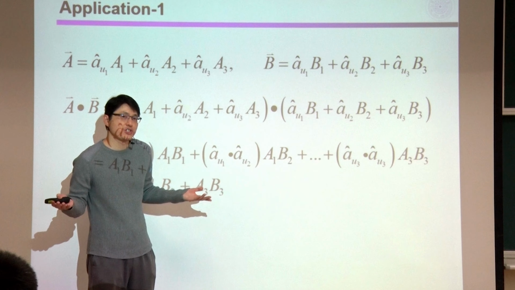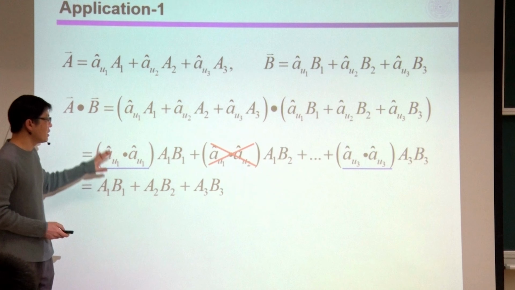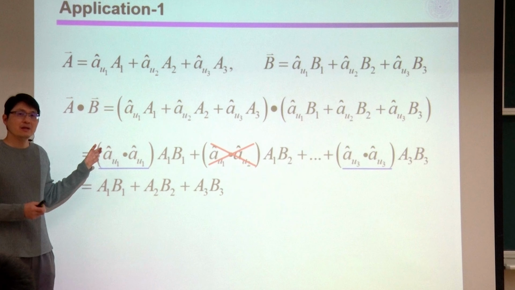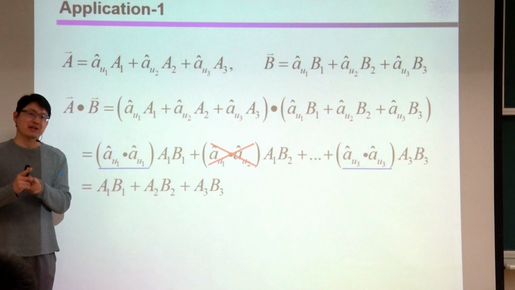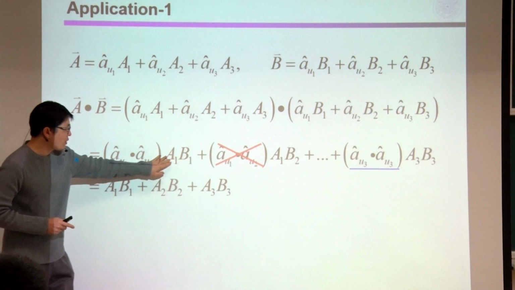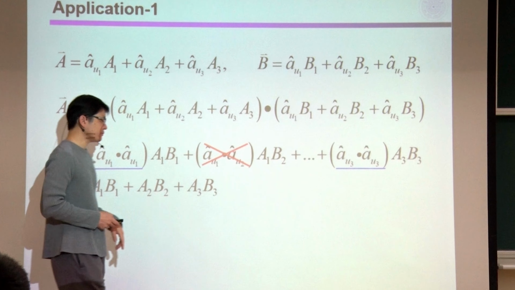They don't have projections. They are perpendicular. So eventually, all you have to collect are the terms with identical unit vectors, right? A1 B1, A2 B2, A3 B3. So that's what you have.